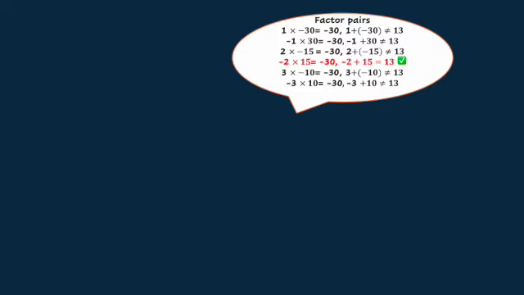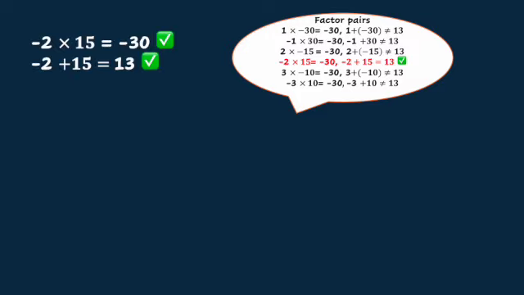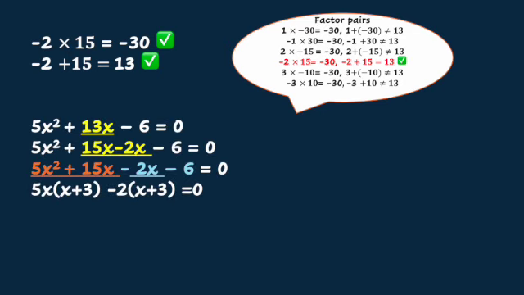Have a look at the factor pairs here. So you have various possibilities, but only one is working here. So we have minus 2 times 15 giving us minus 30 and minus 2 plus 15 giving us 13. So minus 2 and 15 are the required integers. So now we can rewrite our equation. Have a look here, 5x squared plus 13x minus 6 equal to 0. So we express 13x as 15x minus 2x because 15 and minus 2 are the required integers.